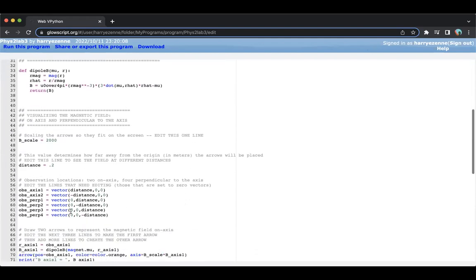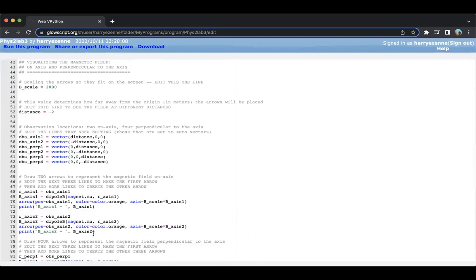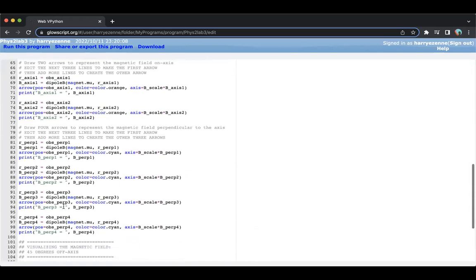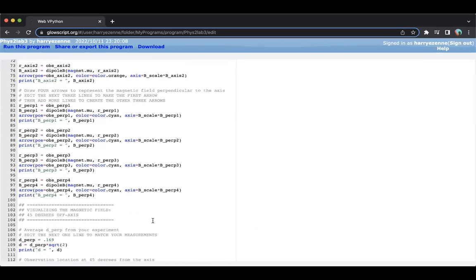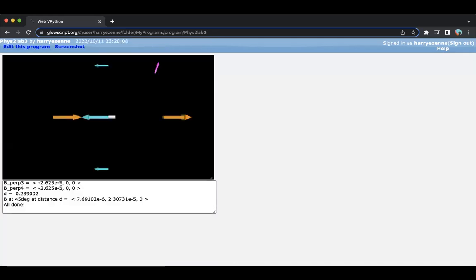It's the distance. I define the vectors, or the observation locations, at different points for the on axis and perpendicular to the axis. I created the arrows for the magnetic fields on axis and perpendicular to the axis from each of the observation locations. And lastly, I made an arrow to represent the magnetic field 45 degrees from the axis. And this is how it looks. So it calculates all those magnetic fields.